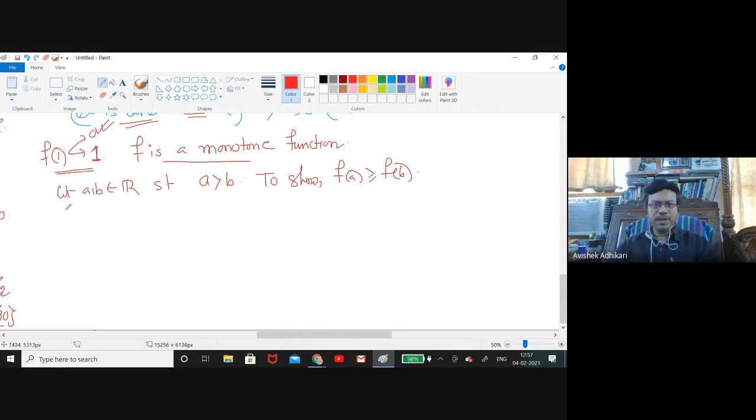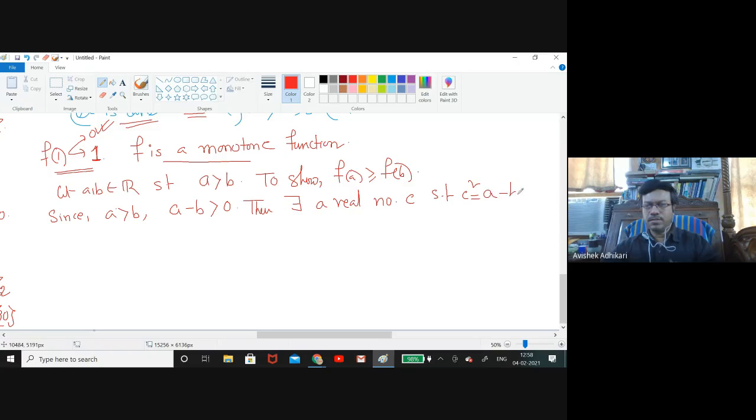Since a is greater than b, a minus b must be greater than 0. So this is a positive real number. Then there exists a real number c such that c squared equals a minus b. Is this statement true or false? Tell me. Or do I need to impose any extra condition, or is this statement true? So my question is, is this true or false?